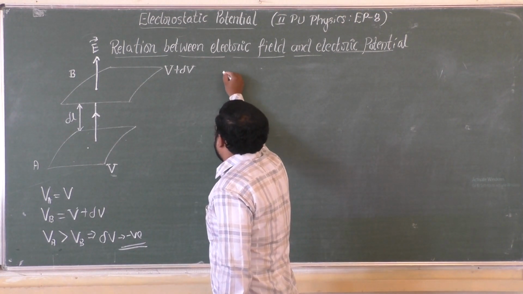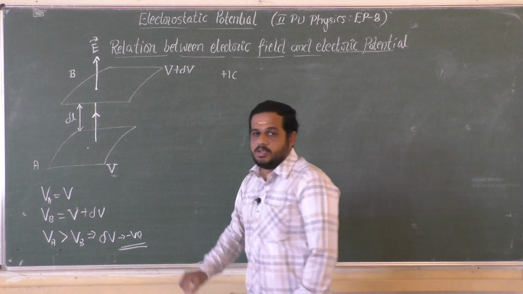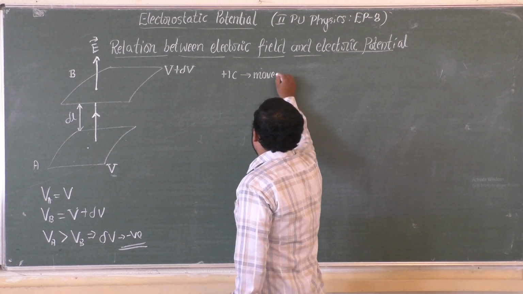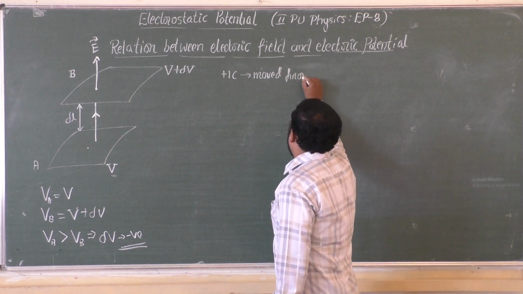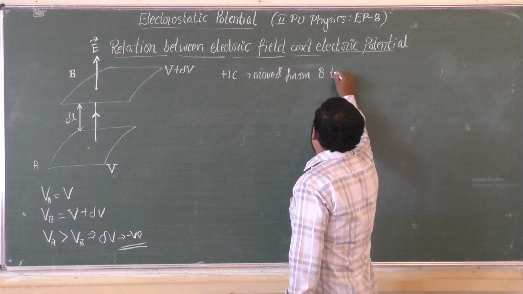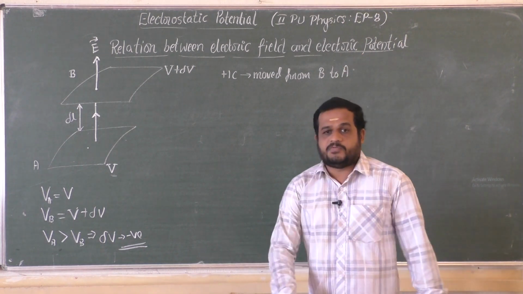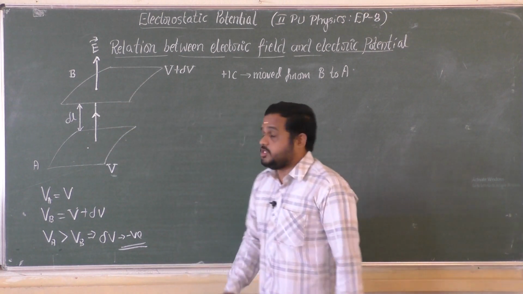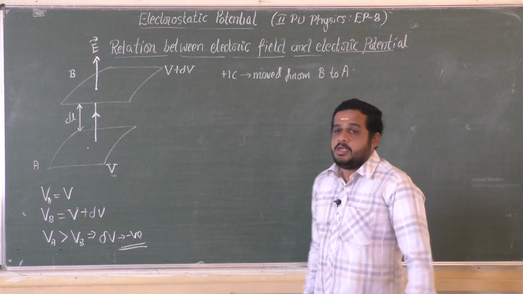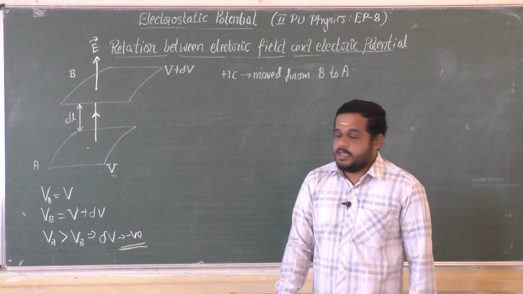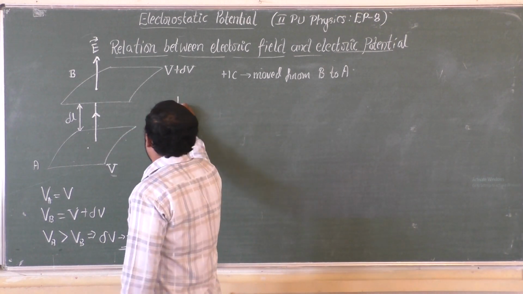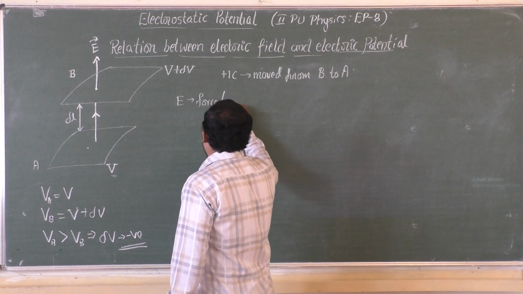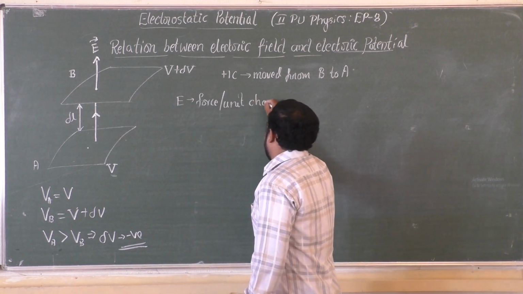Imagine a unit positive charge, that is 1 coulomb charge, is moved or shifted from B to A. Consider the case of shifting of a unit positive charge from B to A. We know that electric field is nothing but the electrostatic force per unit charge.